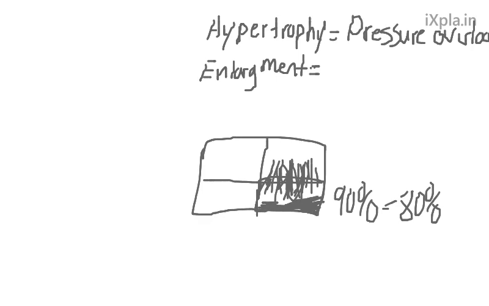It overcomes a certain pressure, in this case blood pressure. It's mostly high blood pressure which causes this. It's overcoming blood pressure over a period of time, and it adapts to overcome that high blood pressure, and thus the walls get bigger. So it's pressure overload.